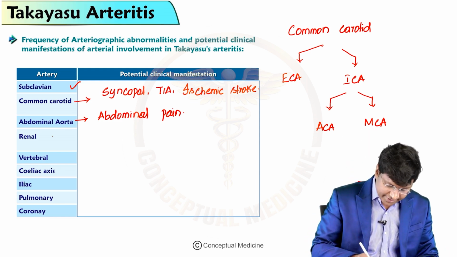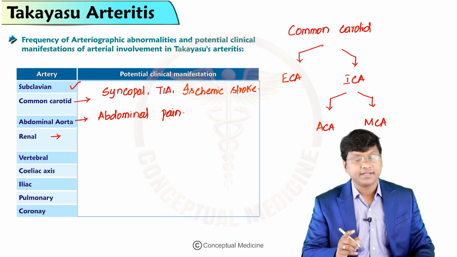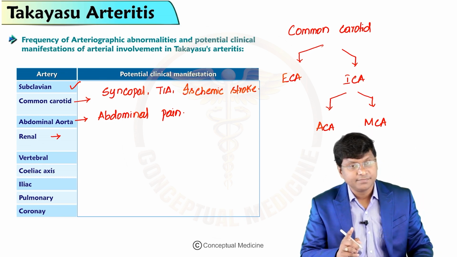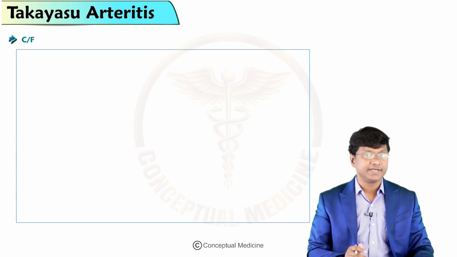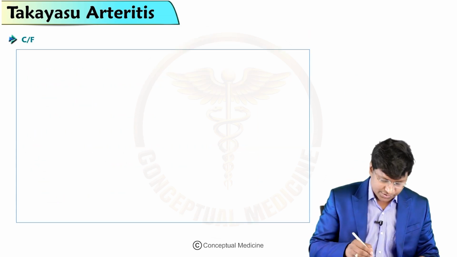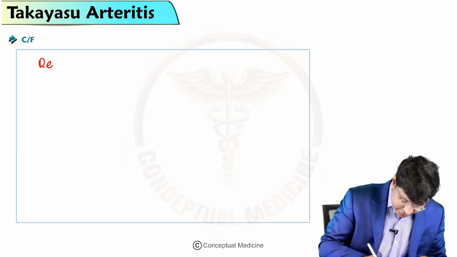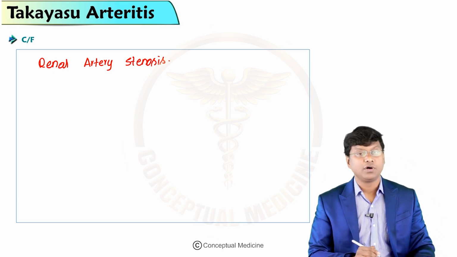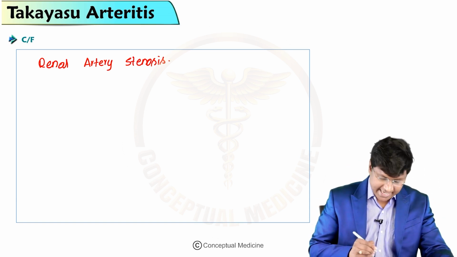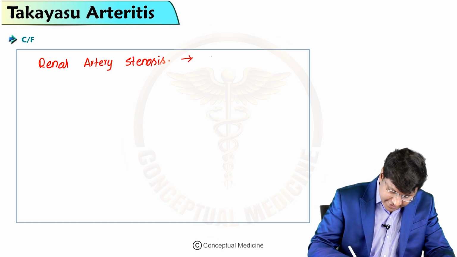Next, coming to the renal artery. The renal artery is the branch which originates from the abdominal aorta, and if there is involvement of the renal artery, what will be the manifestations? There will be renal artery stenosis, that is, narrowing of the renal artery, because of which there will be a decrease in the glomerular filtration rate.